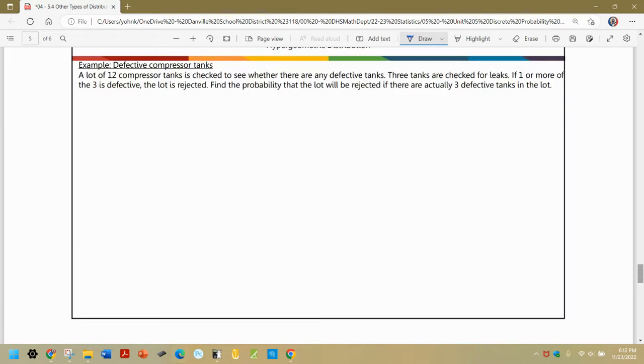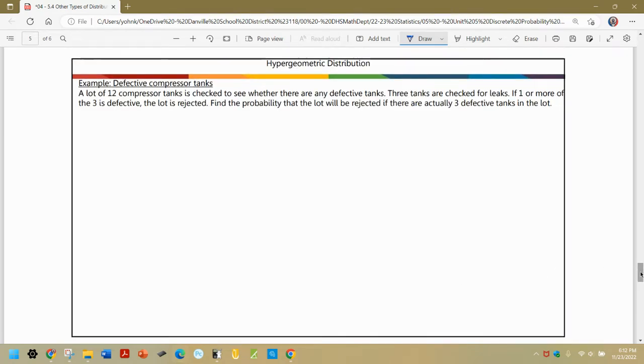All right, let's see one more of these hypergeometric distributions. A lot of 12 compressor tanks is checked to see whether there are any defective tanks. 3 tanks are checked for leaks. If 1 or more of the 3 is defective, the lot is rejected. Find the probability that the lot will be rejected if there are actually 3 defective tanks in the lot.